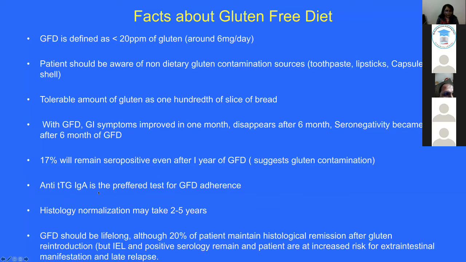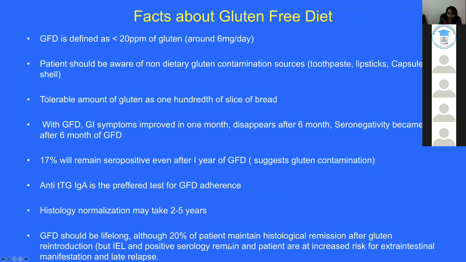For patients who are on a gluten-free diet, how do we monitor them? This is by doing the anti-TTG IgA level, because quantification of this is possible. So we can say if the level decreases, that means the person is adhering to a gluten-free diet. Histology may take 2 to 5 years to normalize, even when the patient is already on a gluten-free diet. So it is very important to tell the patient that a gluten-free diet should be lifelong.